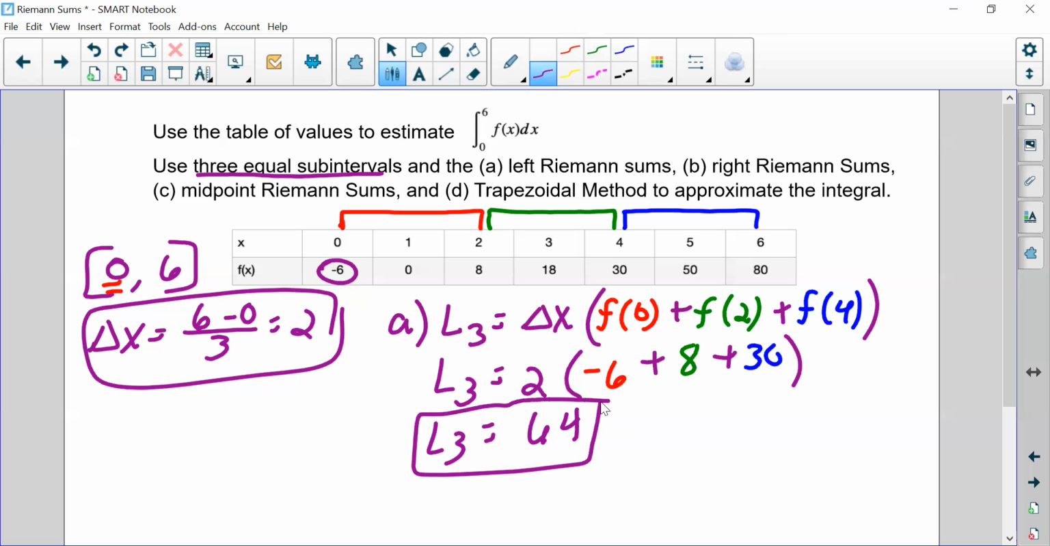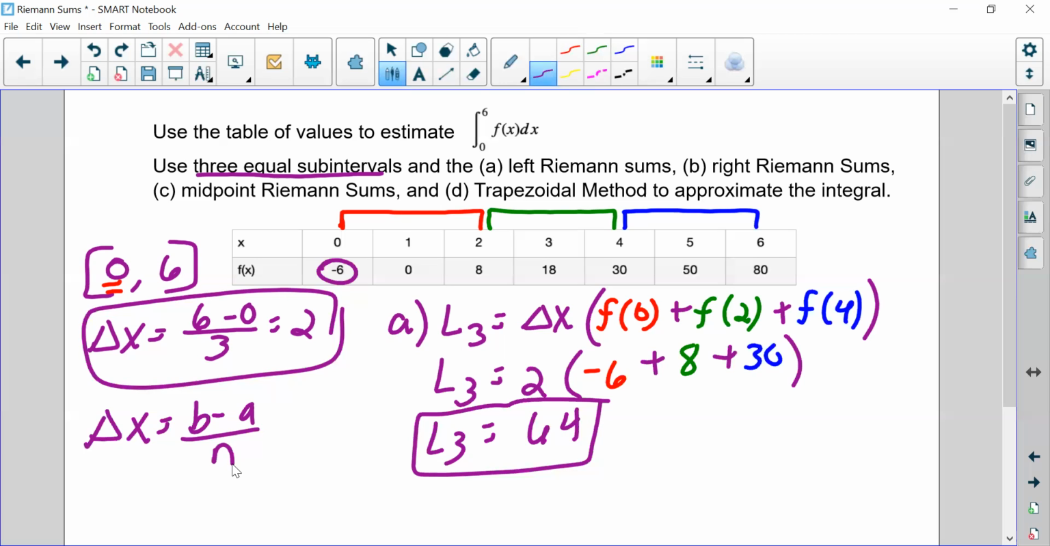The formula for delta x is b minus a divided by n. How many subintervals do you want? That's the formula for delta x when they are equal subintervals.